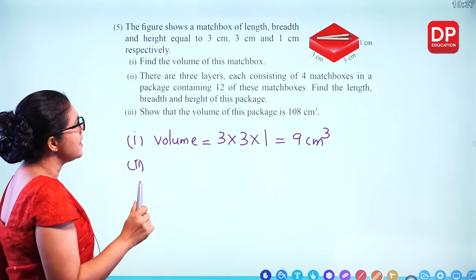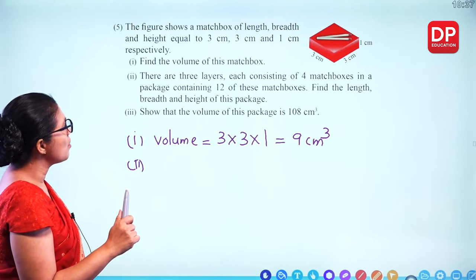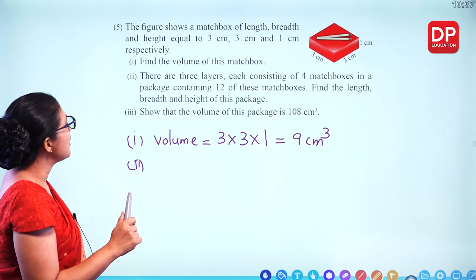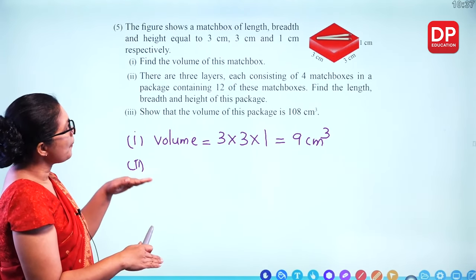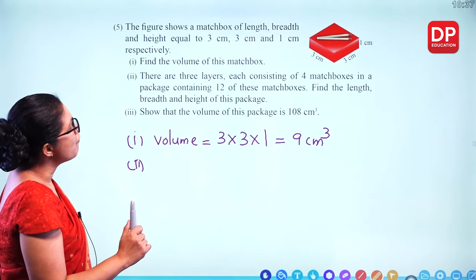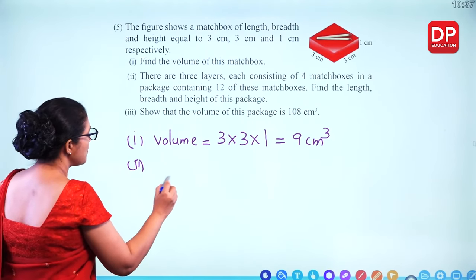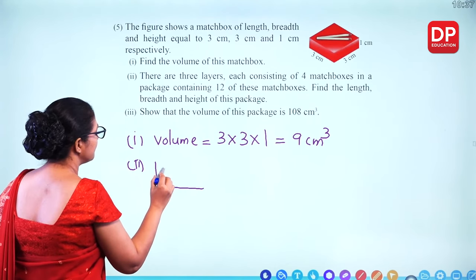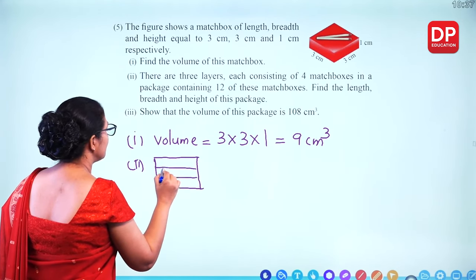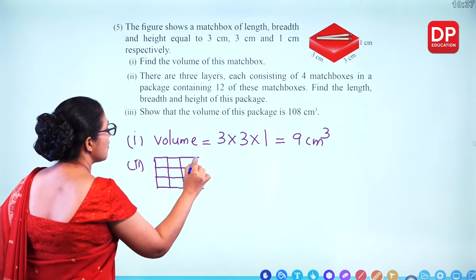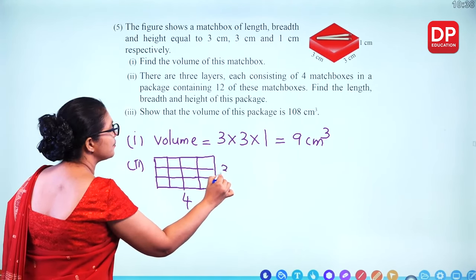There are 3 layers, each consisting of 4 matchboxes in a package containing 12 of these matchboxes. Find the length, breadth and height of this package. There are 3 layers consisting of 4 matchboxes in a package. So 4 times 3. So 4, 3. One, two, three. Another layer. 4. So this is like 4 and 3.